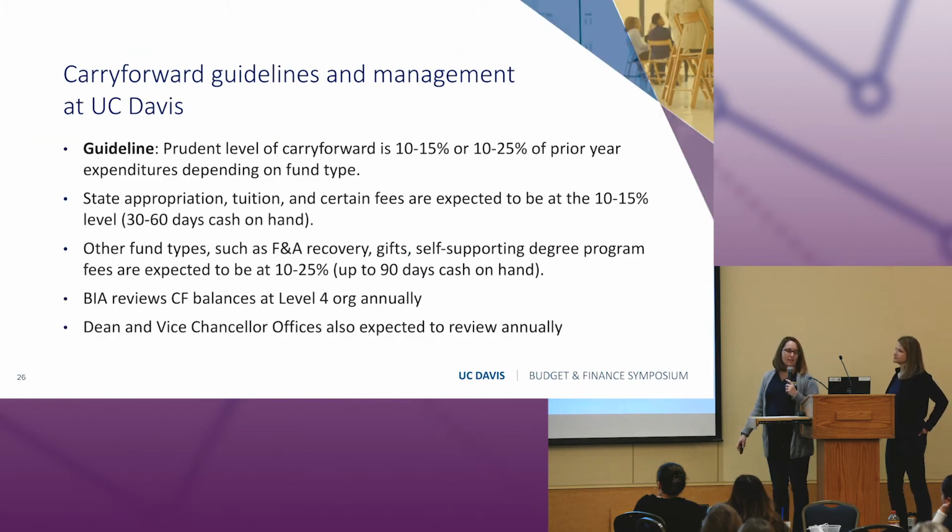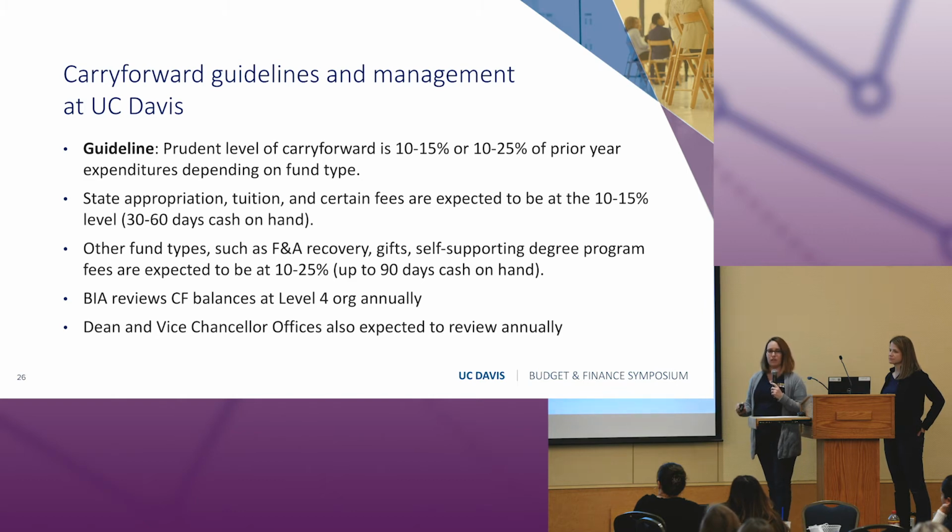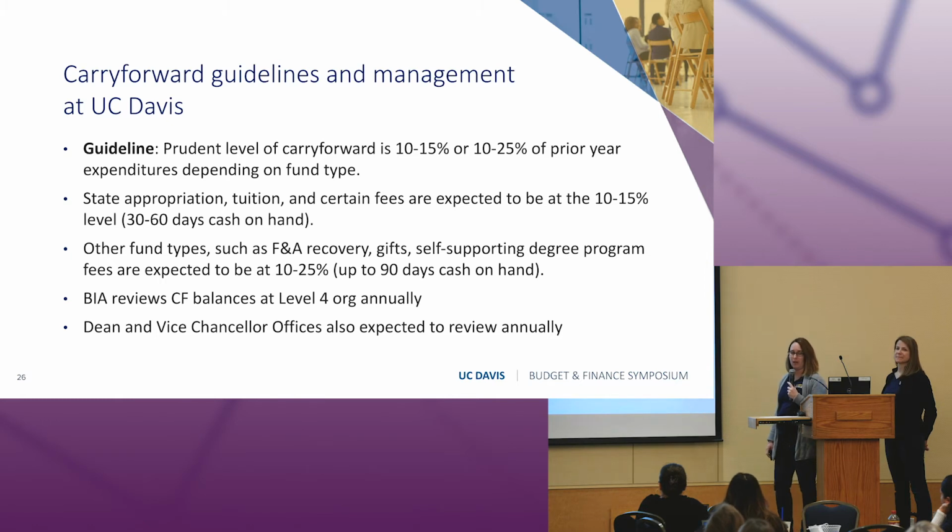Okay, so our guidelines here, and there is on our resources page on our website a place where you can go and look at carry forward guidelines, and it has some policy papers and then what our actual guidelines are. But our guideline is that a prudent level is either 10 to 15% or 10 to 25% of prior year expenditures, depending on the fund type. For state funds, tuition, and certain fees, they're expected to be at the 10% level. We came to this based on some practices both in higher ed and other institutions that having 30 to 60 days cash on hand is a reasonable thing to think about.